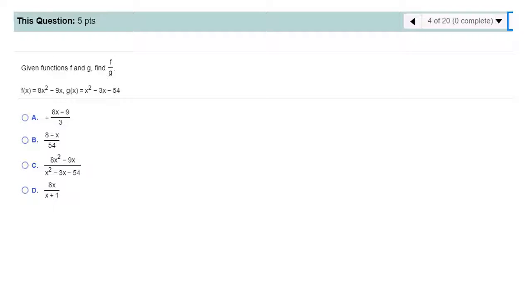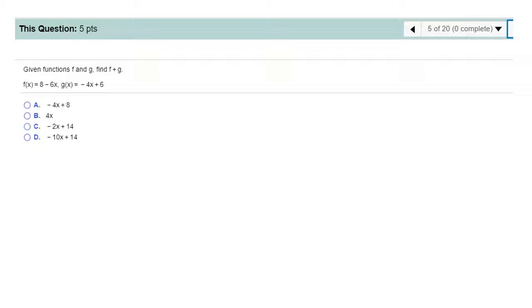Now I'm asked to operate on 2 functions that are set up as a fraction. This is like my favorite one, because when you have to find a fraction between 2 functions, you simply must put the correct one on top and bottom of the fraction. So the f is on top, that would be 8x squared minus 9x. The g function should be on bottom, and that's x squared minus 3x minus 54. So my function would be answer choice C.